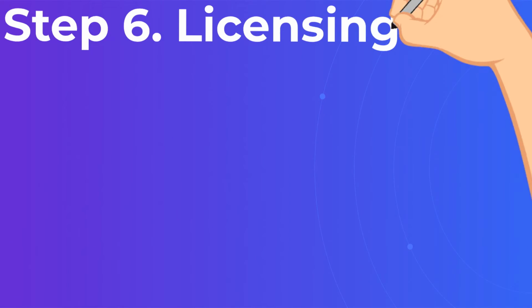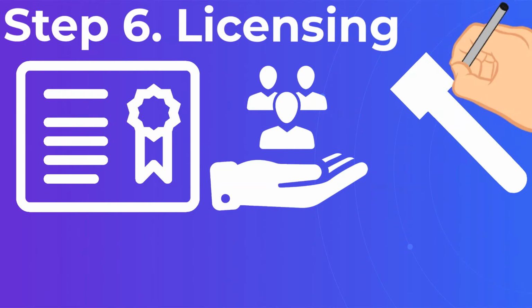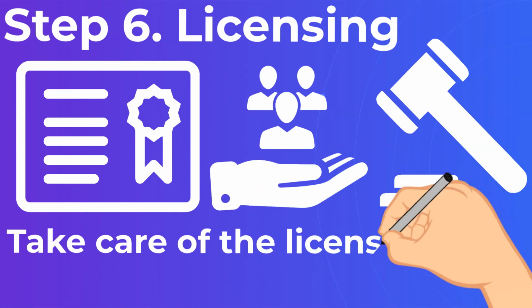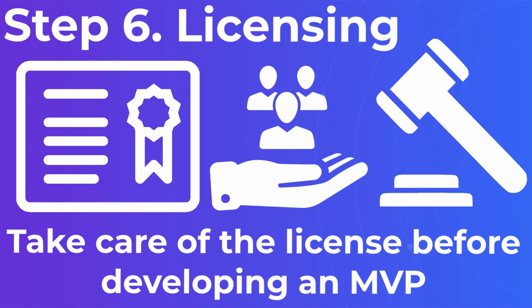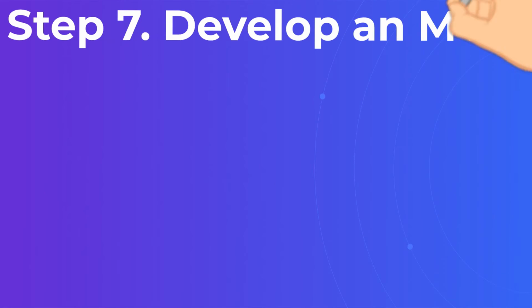Step 6. Licensing. Take care of the license before developing an MVP. Investigate the relevant agencies in the country of your choice to ensure that your future app will adhere to the law.